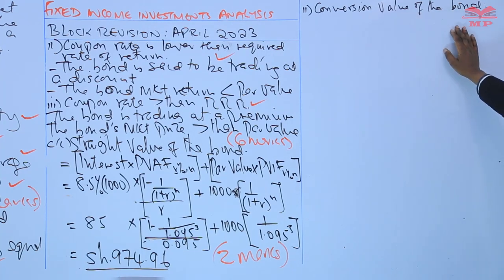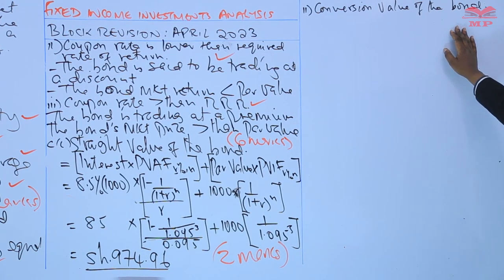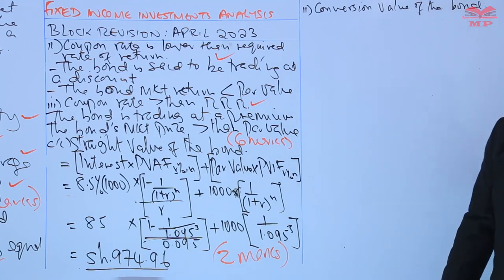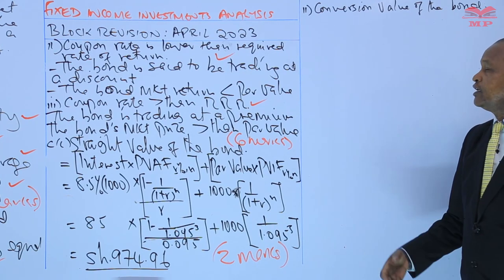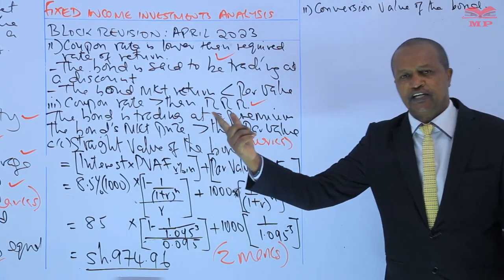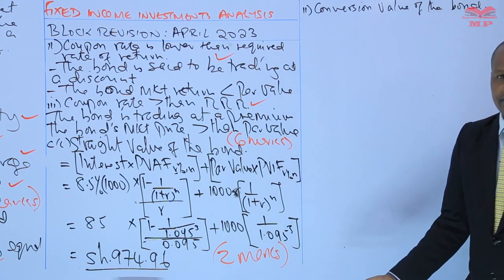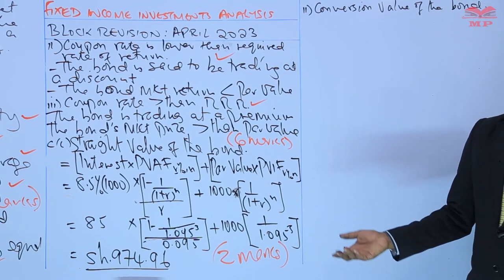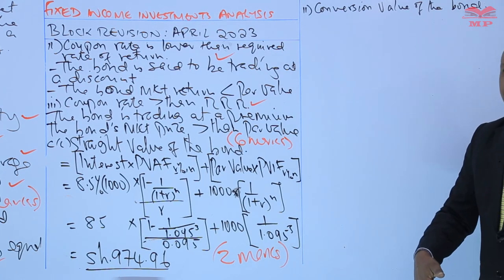So this conversion value, in other words, candidates, represents the current market value of the stock received if the investor exercises the conversion option immediately. You understand? The convertible bonds are expected to be converted in the future, say 5 years, or 6 years, or 7 years, or 10 years, whatever the case may be. But the conversion value represents the current market value of the stock that is received today.